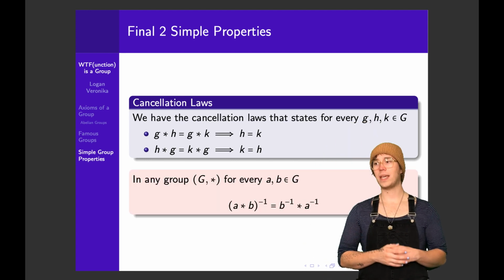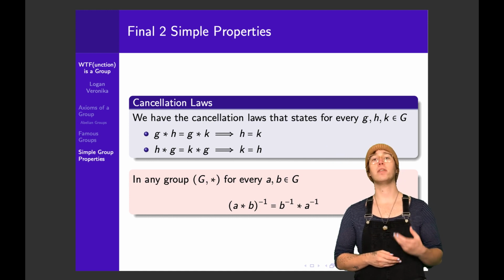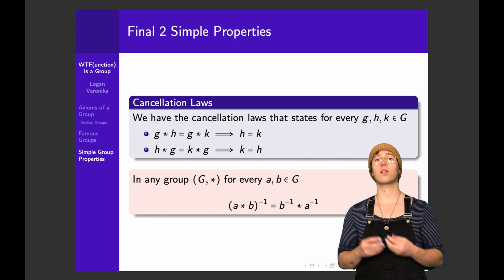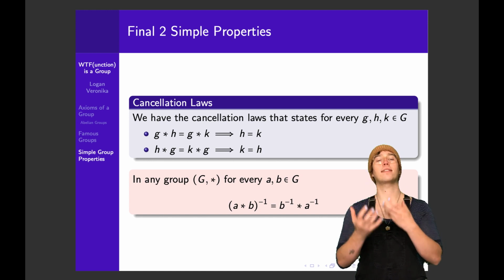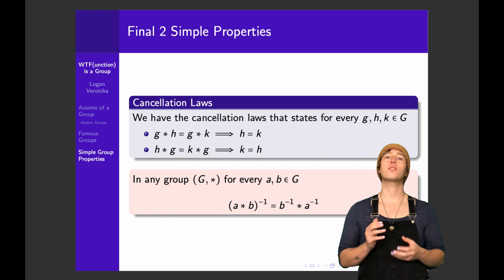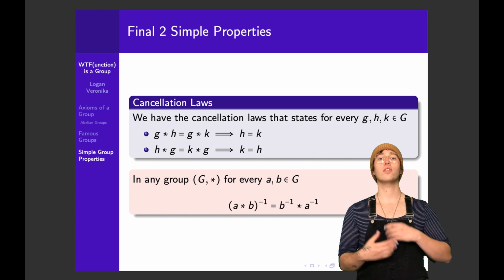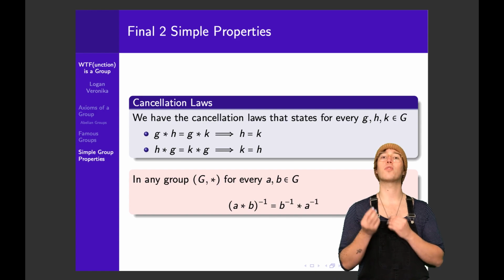Finally, in any group G star, for every a and b in G, a star b, I should rephrase that. The inverse of a star b is going to be equal to b inverse star a inverse. Again, you can totally prove this. It is quite a simple proof.